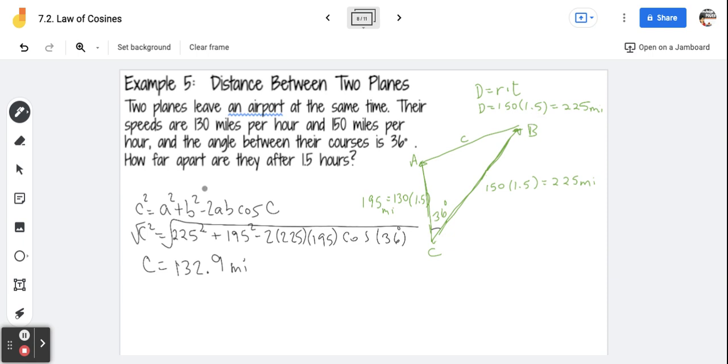All right, so that is law of cosines. So it's just really using those formulas in cases where you know two sides and the included angle, or when you know all three sides, you're able to use it to find the angles.